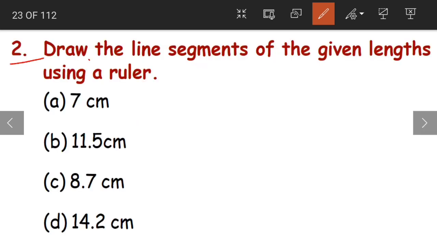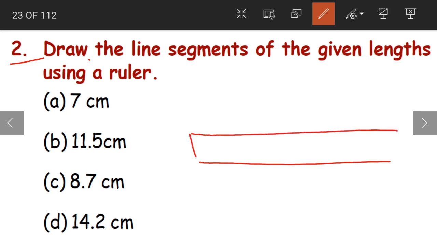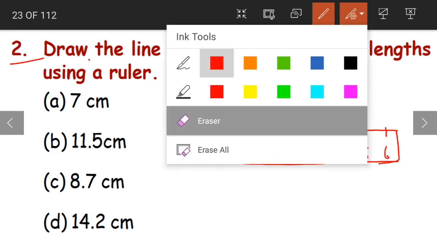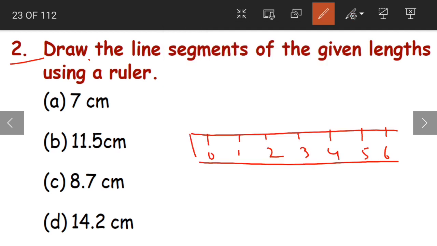Now next question 2. Draw the line segments of the given lengths using a ruler. Now again for this, what are the steps that we need to follow? Always the first step is, suppose this is a ruler or a scale. 7 centimeters, right? They have asked for 7 centimeters. Now, the required length of the line segment is 7 centimeters.